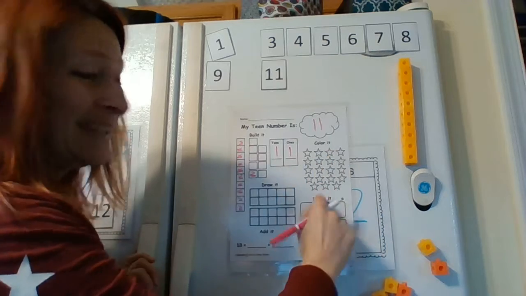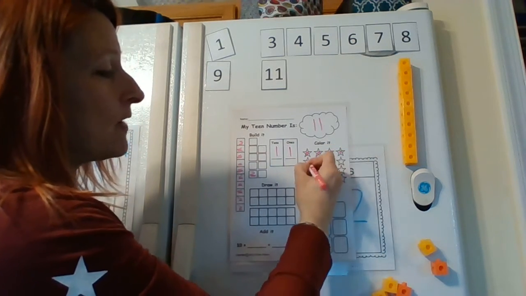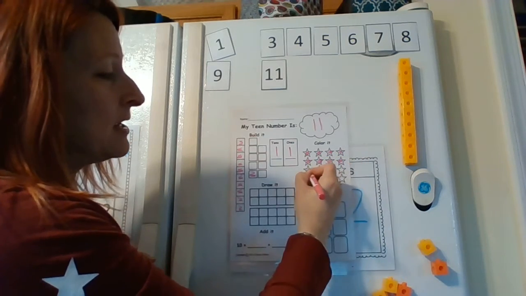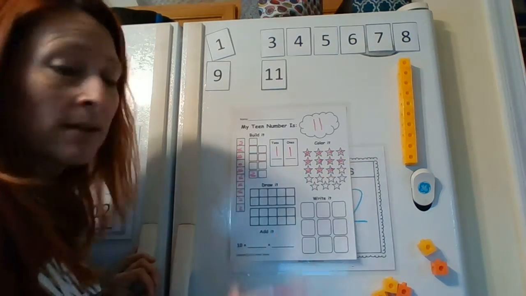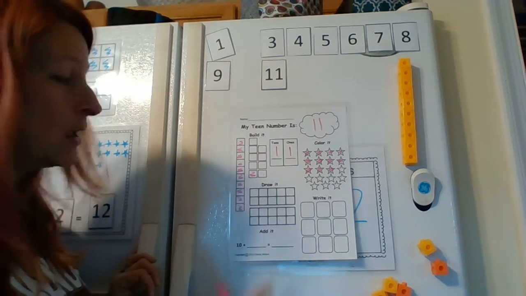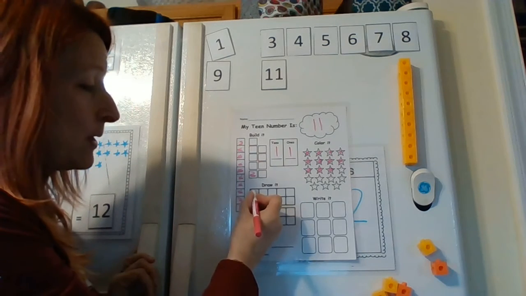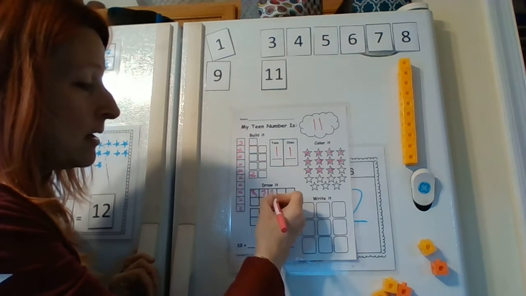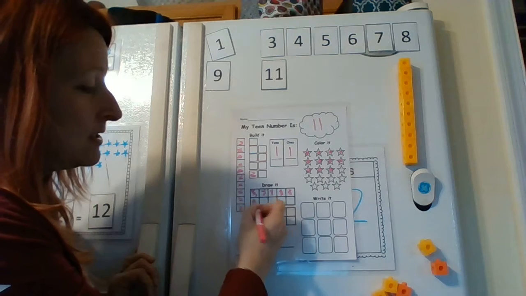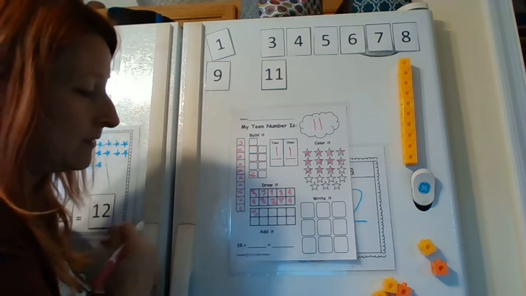It says color it. Now I want to color 11 stars. 1, 2, 3, 4, 5, 6, 7, 8, 9, 10, 11. Make sure you count when you color and don't do too many. Draw it. That means that's your 10 frames. So you start up here at the top and color in. That's 5, 6, 7, 8, 9, 10, and 11.